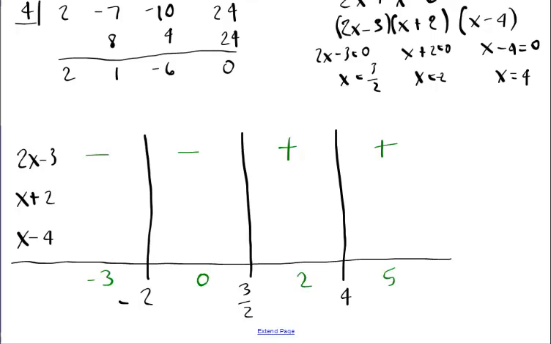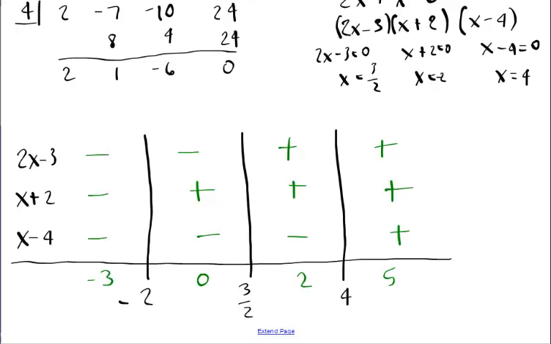On the second row, when I put a negative 3 in, I get negative. When I put 0 in, I get positive. When I put 2 in, I get positive. When I put 5 in, I get positive. Then the last row, I put negative 3 in, I get negative. I put 0 in, I get negative. I put 2 in, I get negative. I put 5 in, I get positive.